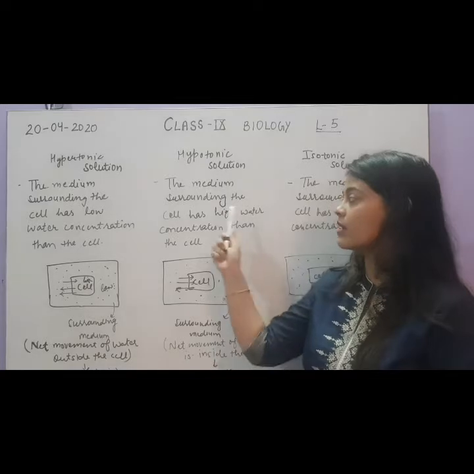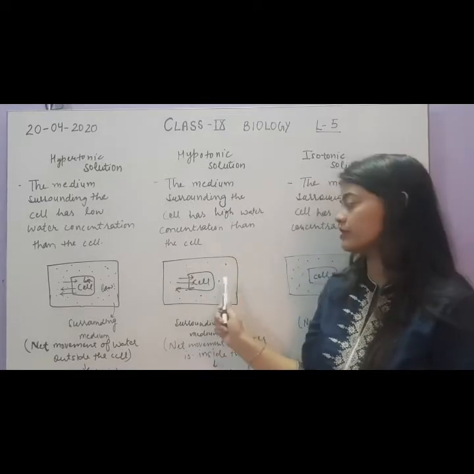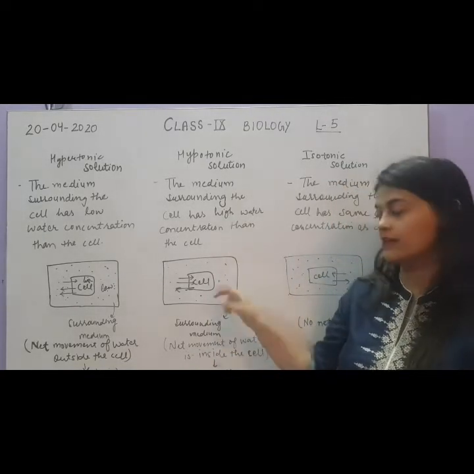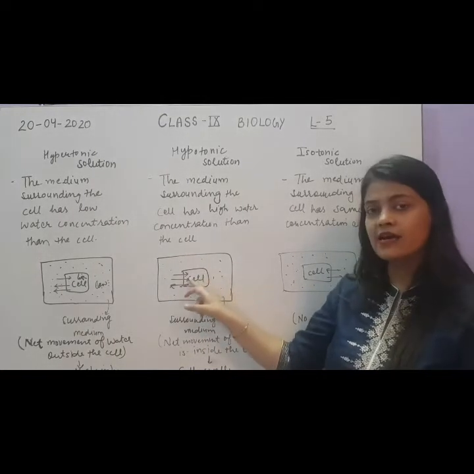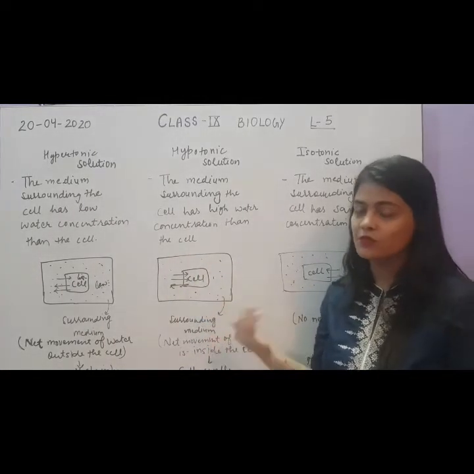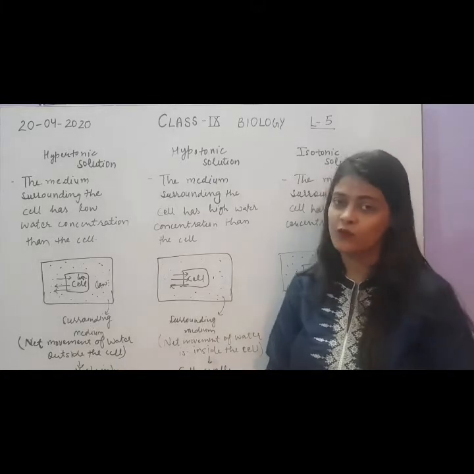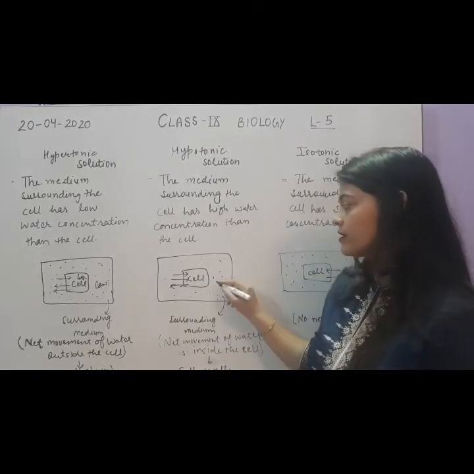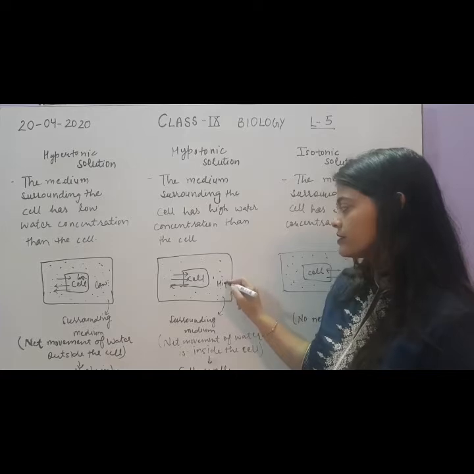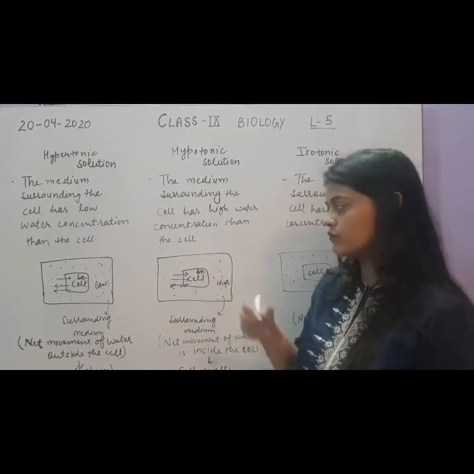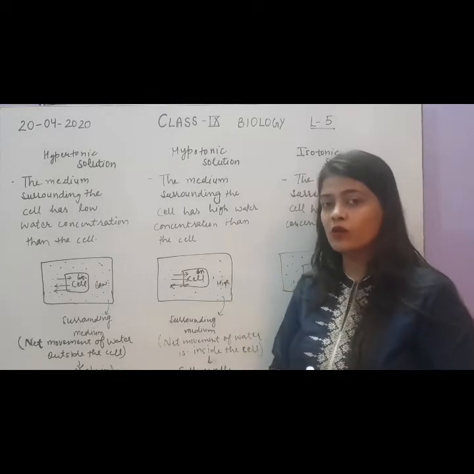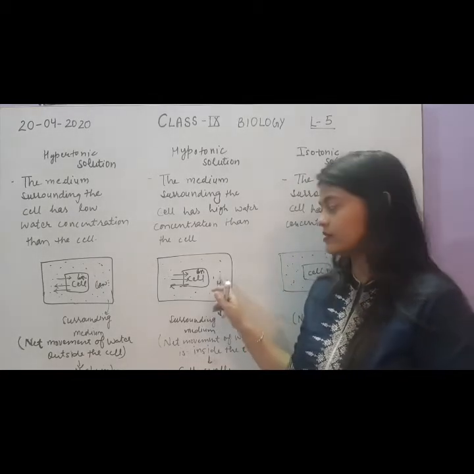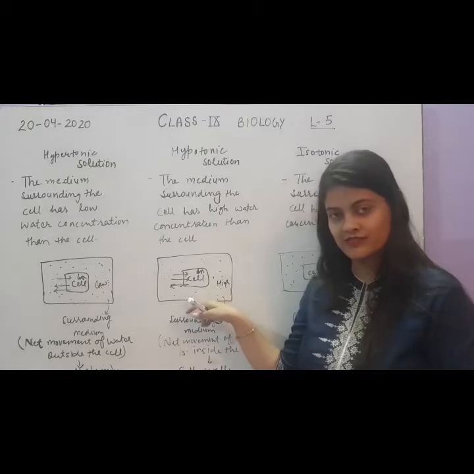In the second case, that is called hypotonic solution. So the medium surrounding the cell has higher water concentration than the cell. So this is the surrounding medium outside the cell, and this is the cell. Both have some concentration because both have some solute as well as water particles. But here the concentration of water is high and here the concentration of water is low. And you know that the movement will always take place from high water concentration to low water concentration.